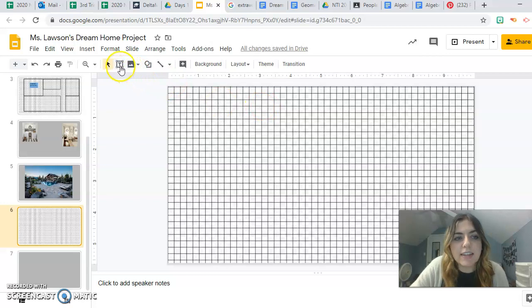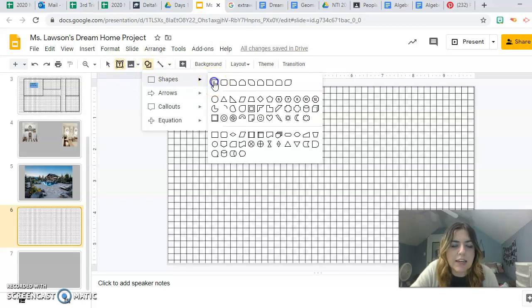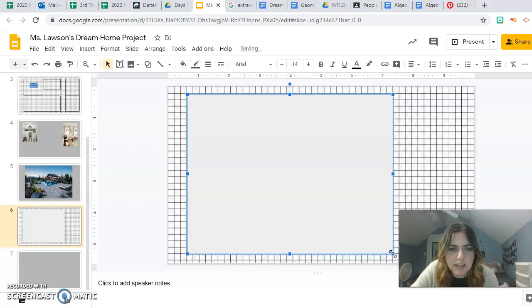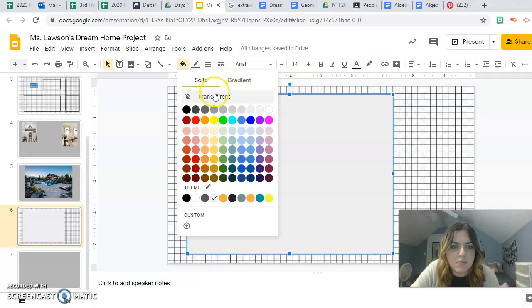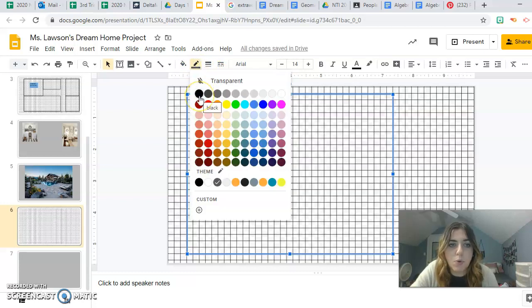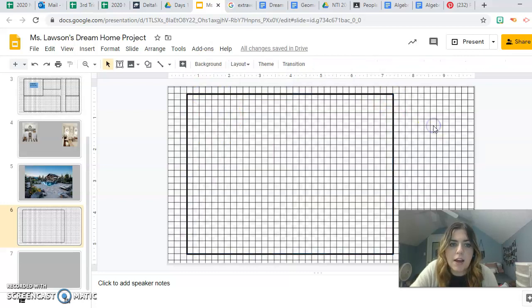So just like I did for the house, I am going to start by creating a square that will be the outline of my backyard. So I'm just going to do that. And I want it to be transparent so I can see the squares. I want the border to be black and I want the border to be thick. Okay, so that's the outline of my backyard.